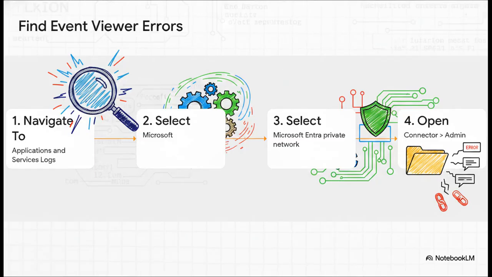So, what happens if the diagnostics tool gives you all green check marks, but it's still not working? Well, that's when you turn to our old friend, the event viewer. The admin log is where the connector service itself writes down exactly what it's unhappy about. You'll get more detailed error messages, specific codes. Just follow this path and you'll find the good stuff.